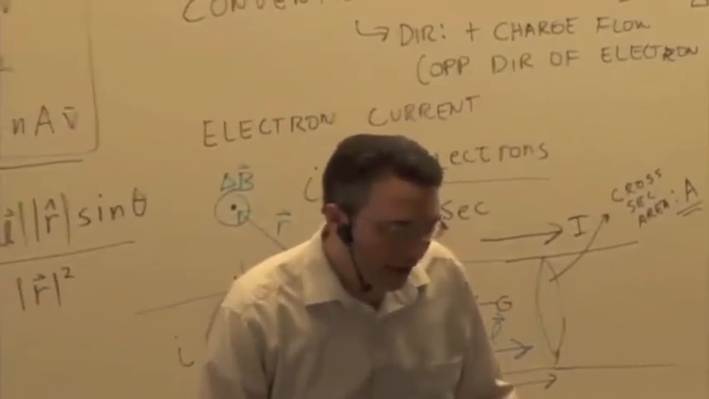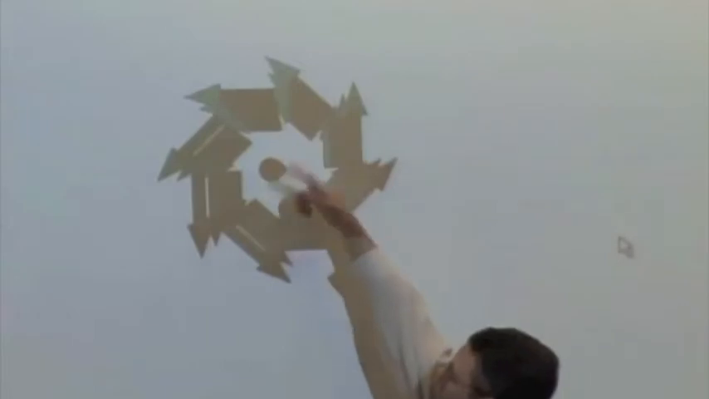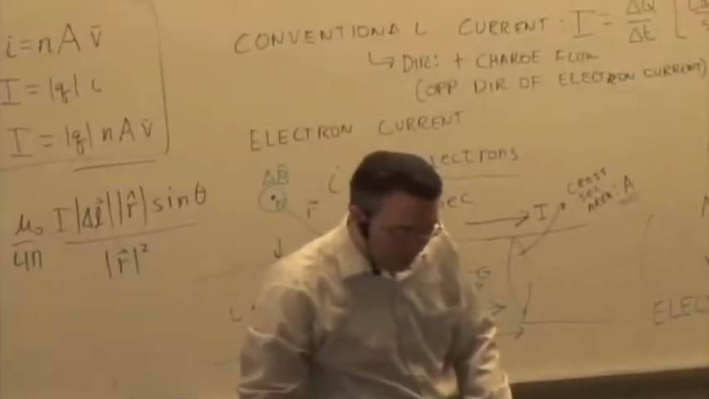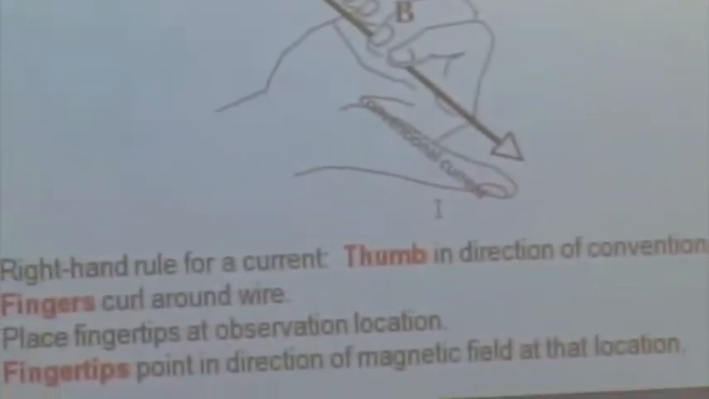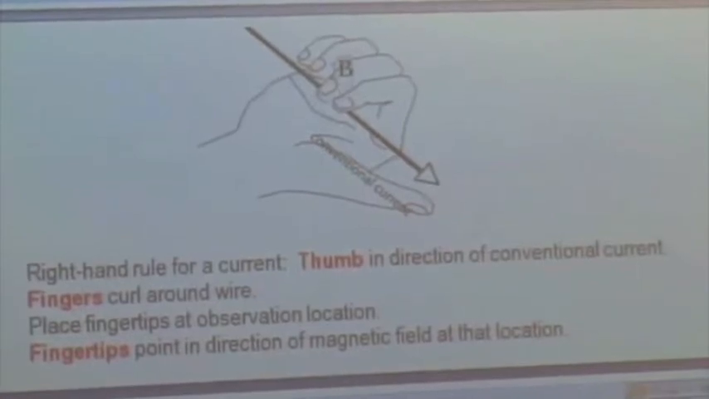But note the pattern here. If I have my thumb pointing in the direction of conventional current, which is out towards us, and I wrap my fingers around it, my fingers are curling around in the same direction that the magnetic field is curling around the wire. So I could also do the right-hand rule this way. Point your thumb in the direction of conventional current. It's got to be conventional current. Fingers curl around in the direction of the magnetic field.